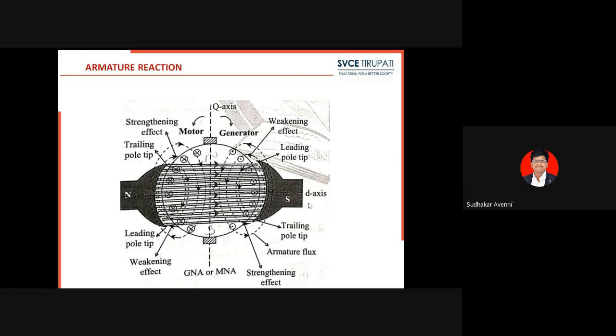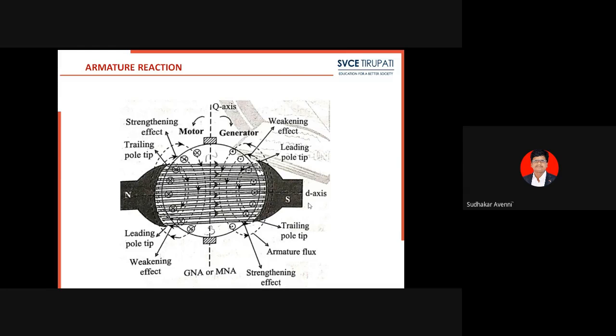When the demagnetization effect exists, the net flux is reduced. When net flux is reduced, the generated voltage also reduces. Because of the cross magnetization effect, there is a distortion of the main field flux. Because of this, the generated voltage gets disturbed.